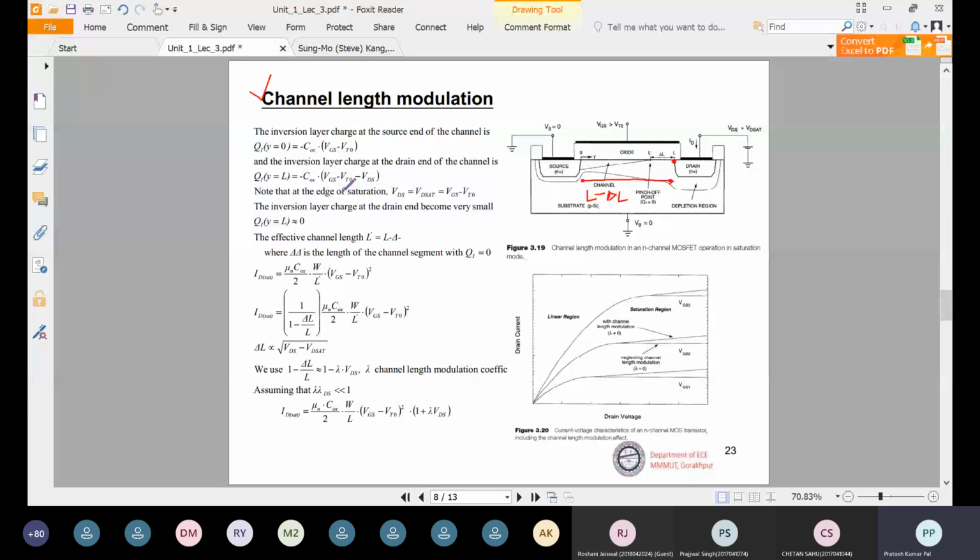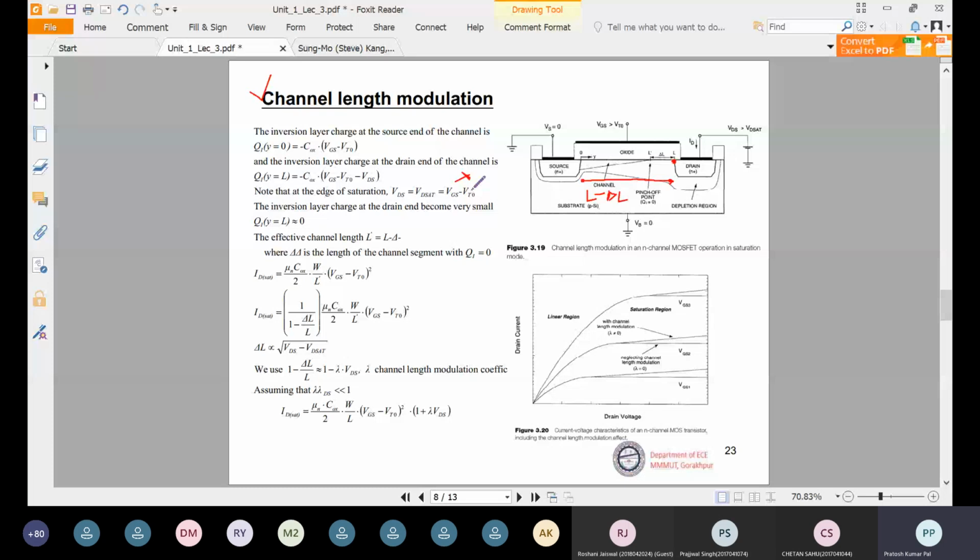Note that at the edge of saturation, VDS is equal to VDsat, and this VDsat is equal to VGS minus VT0, as we have seen. This voltage VDsat, or VGS minus VT0, is called the gate overdrive voltage. So it is called the overdrive voltage.